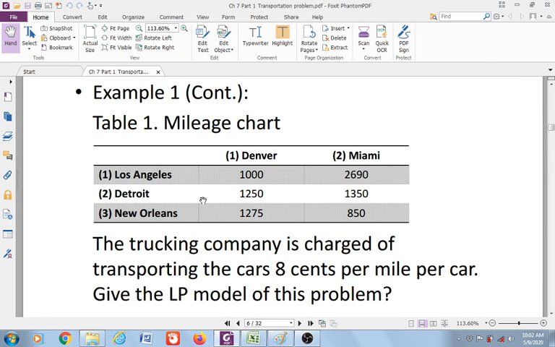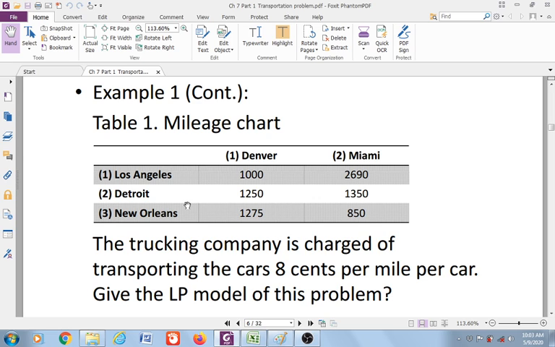From table 1 we know that the distance between LA and Denver is 1,000 miles, and we also know the distance between the other plants and the distribution centers. The trucking company charges 8 cents per mile per car for transporting the cars. Give the LP model of this problem. So the linear programming model of the problem in example number 1 is a transportation model.